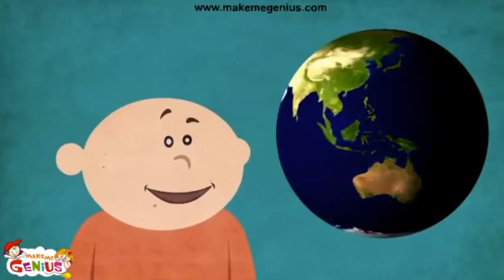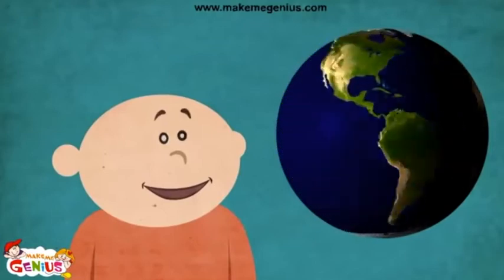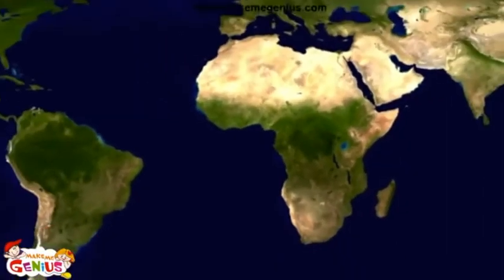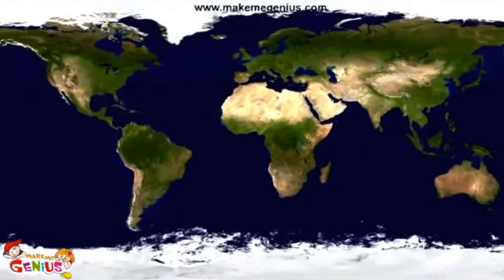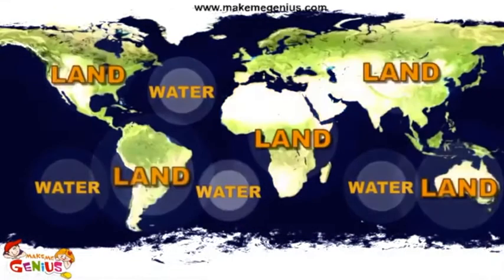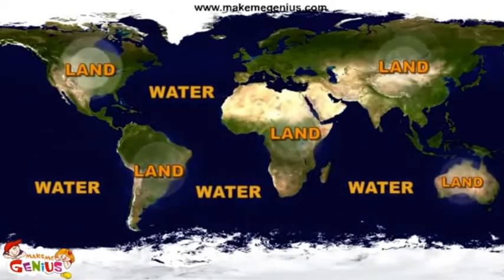If you look at the globe, you would see that we can see only one side of the Earth at a time. But if we can stretch the surface to get a map, it would look like this one. This shows the entire surface of the Earth. The dark blue areas are water and the rest of the area is land.